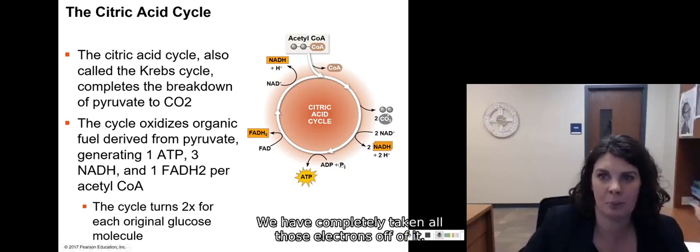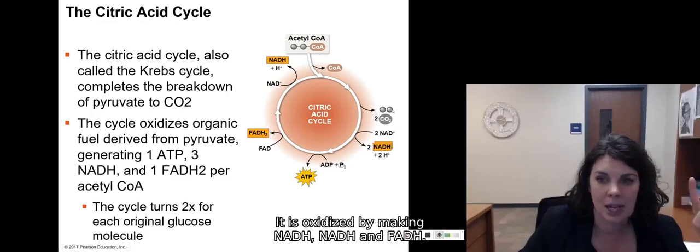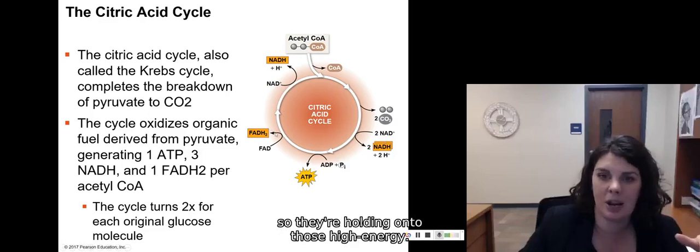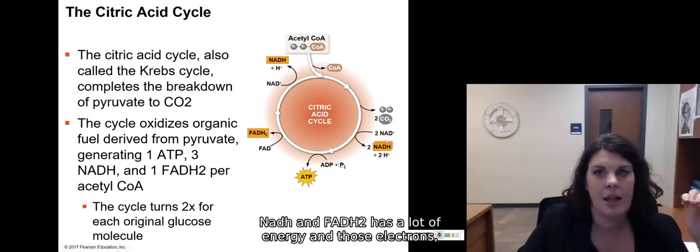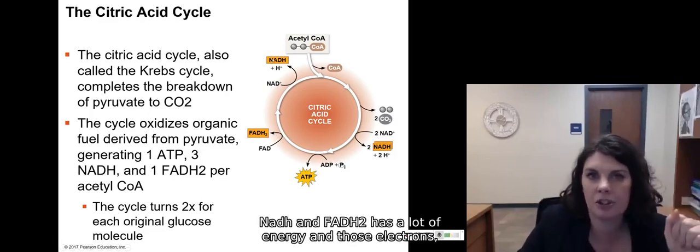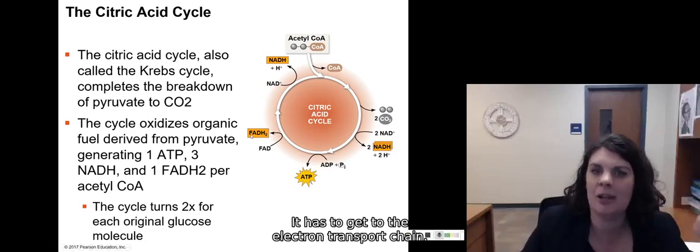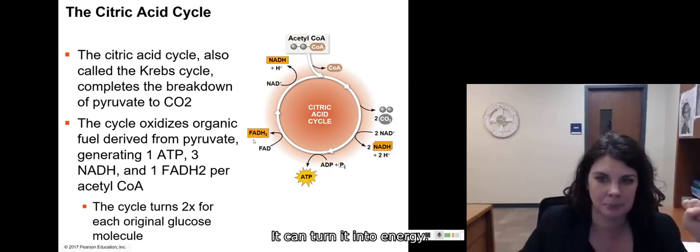glucose is completely oxidized. We have completely taken all those electrons off of it. We've broken those bonds. Carbon dioxide is oxidized. It is oxidized by making NADH, NADH, and FADH2. If you remember, those are carrying electrons, so they are holding on to that high energy. NADH and FADH2 have a lot of energy in those electrons, but it can't use it yet. It has to get to the electron transport chain before it can turn it into energy.